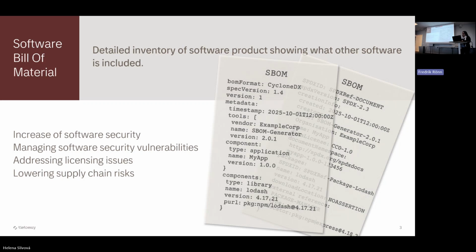It provides a detailed inventory of a software product. It can show what other software is included in your product. It has the power to actually increase software security. Software bill of material helps to show all the dependencies. It can ease up monitoring and solve security-related vulnerabilities. It can address licensing issues by easy discovery of what licenses are used by the software which we have included in our builds. All in all, it can lower the supply chain risks.